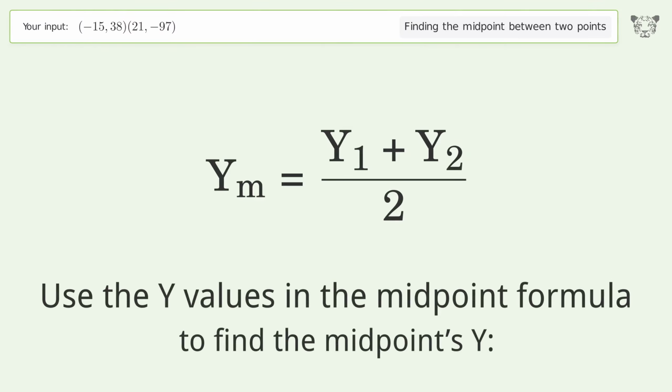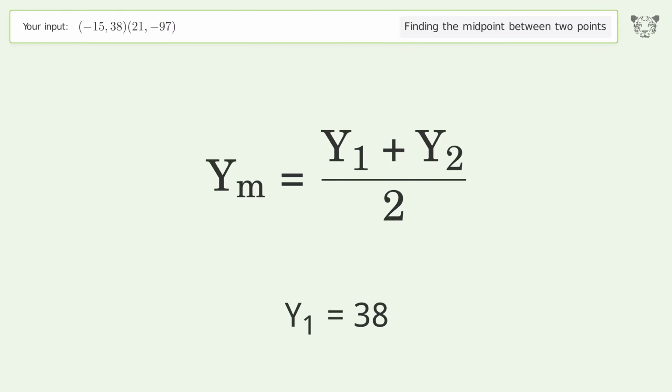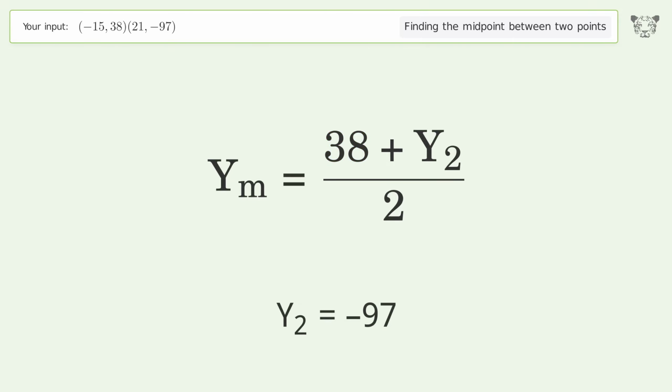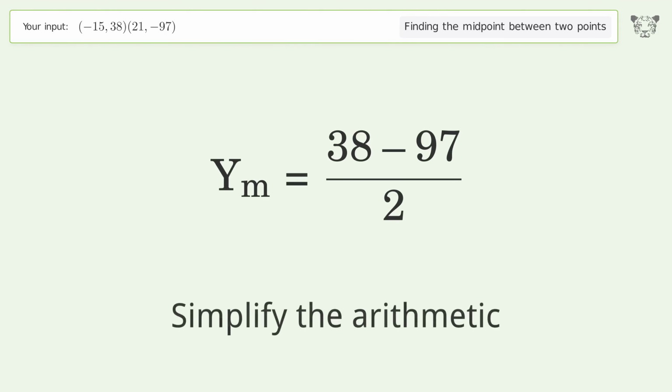Use the y values in the midpoint formula to find the midpoint's y. y1 equals 38. y2 equals -97. Simplify the arithmetic.